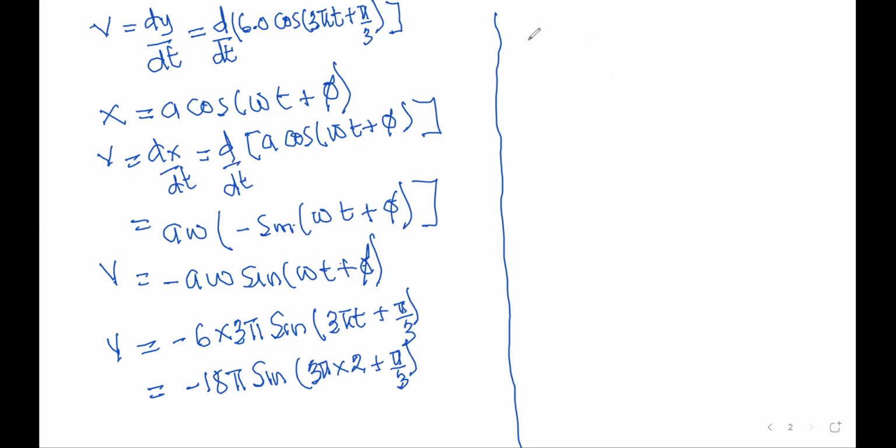We'll still have v is equal to negative 18 pi sine of 19 pi over 3, which is the same as the angle changed to degrees, 1,140. And what is the sine of 1,140? Please do that for me, sine 1,140. Make sure your calculator is in degrees.